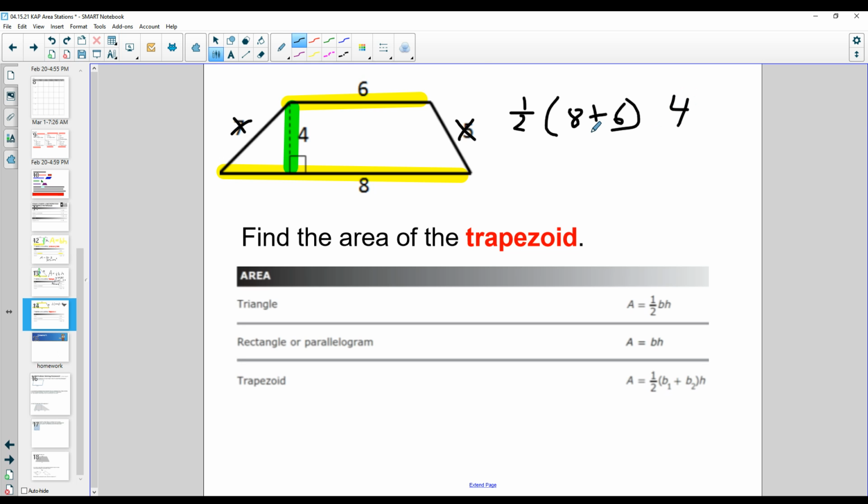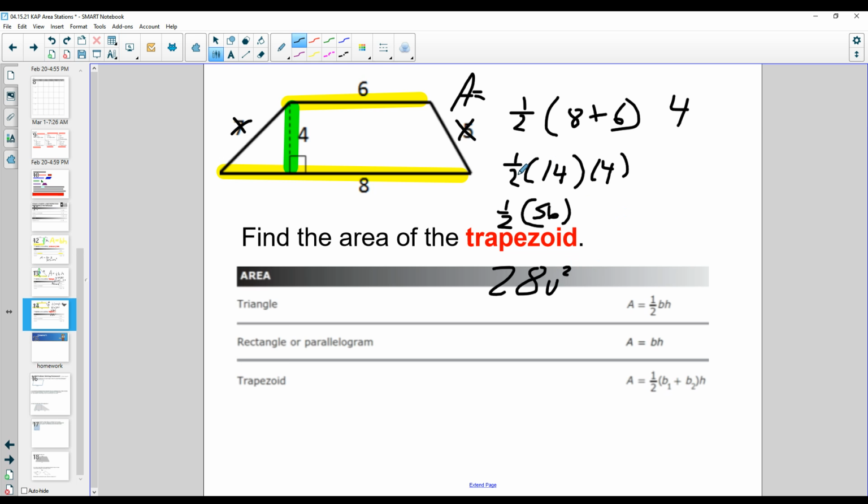So several ways you can solve this area formula. Order of operations, GEMDAS, we have to add up the grouping symbol first. That's 14. So how do you want to solve this? You could do it this way. 14 times 4 is 56. Half of 56 is 28. How did I do that? I quickly divided by 2 in my head. So it's 28 units squared.